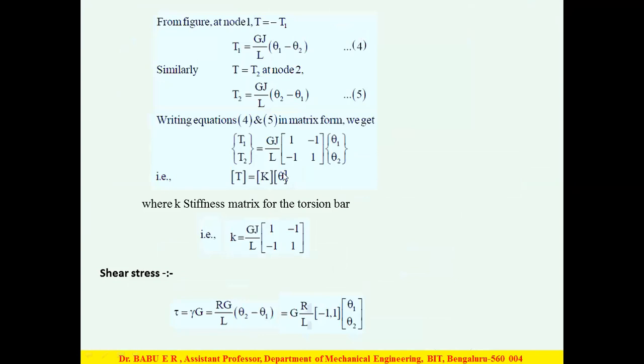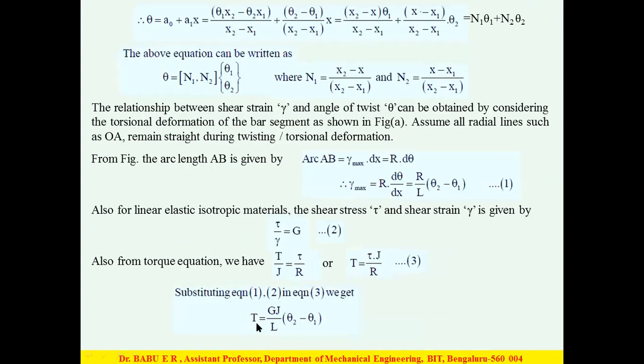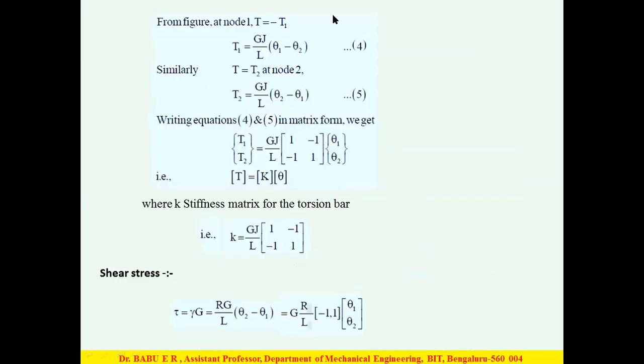If you substitute this into the previous equation, T, which is minus T1, equals GJ by L into theta 2 minus theta 1. I will send the minus sign to this side, and it becomes theta 1 minus theta 2. Therefore T1 equals GJ by L into theta 1 minus theta 2, called equation number 4.